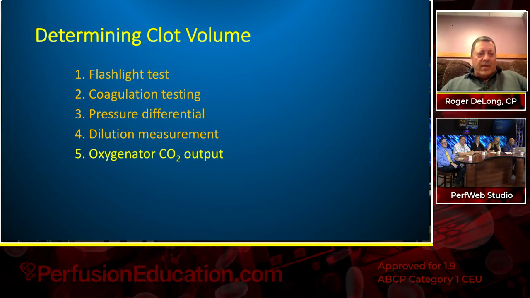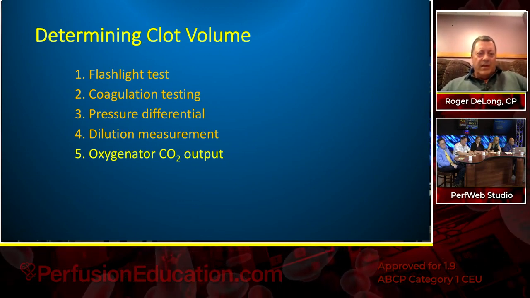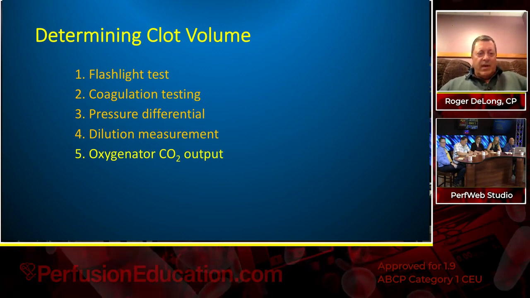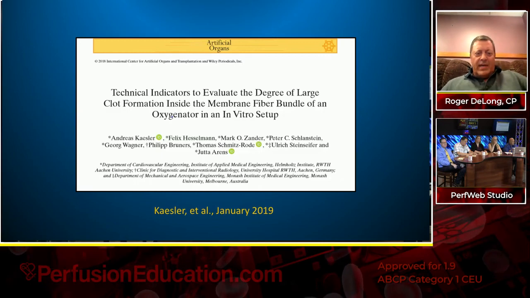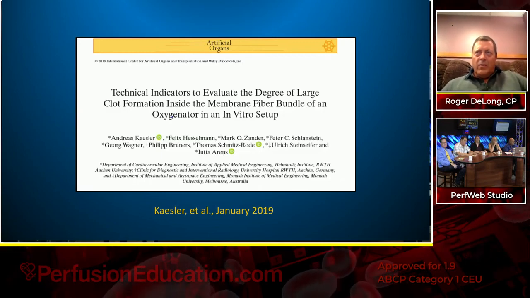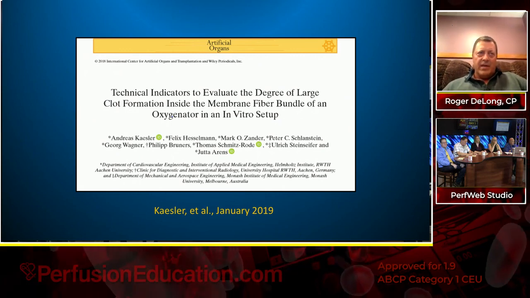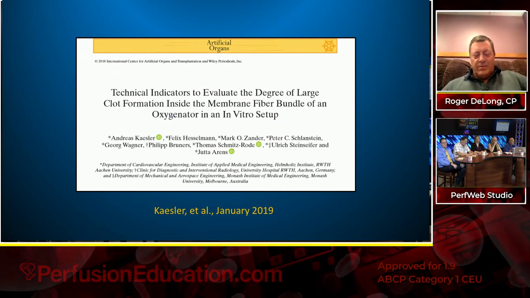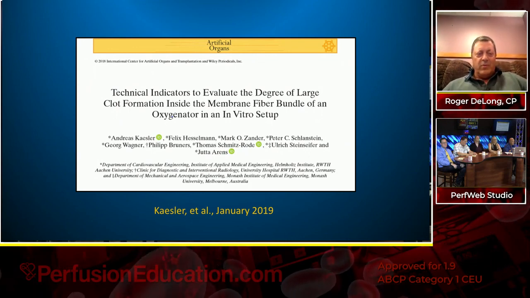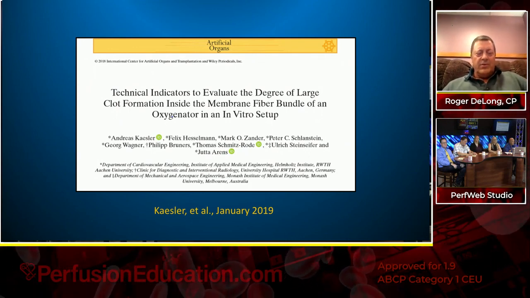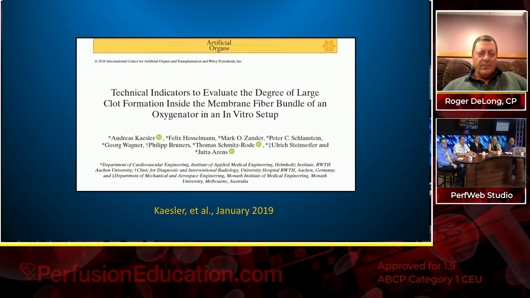All right. The next one is one I accidentally stumbled across. This is measuring the CO2 output in an oxygenator. Go ahead. There's a Dr. Kessler from Aachen, Germany, who wanted to do a study where he correlated how much clot in an oxygenator would correlate with some other factors, the pre and post pressures being one, and also some CO2. This is a new paper, January this year. Next slide.